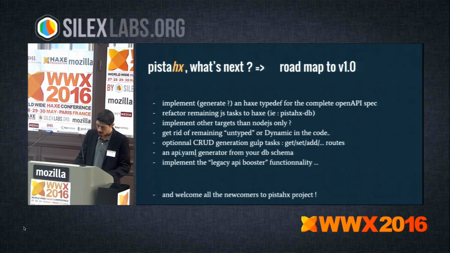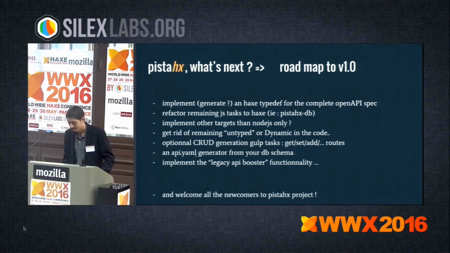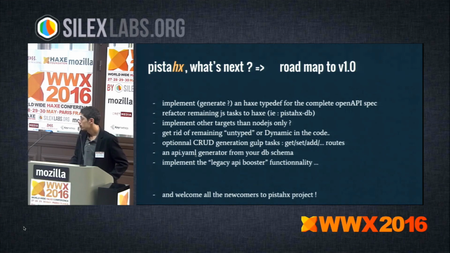And another idea, but I'm not going to talk much about it now because it's really, really early work in progress, but it's a big idea for me. It's a legacy API booster which would help you put a proxy above old and slow legacy APIs you own. And with this proxy, which will be PistahX-based, you would be able to improve the performance of the underlying API by defining good caching strategies. Maybe I will talk about it another day.